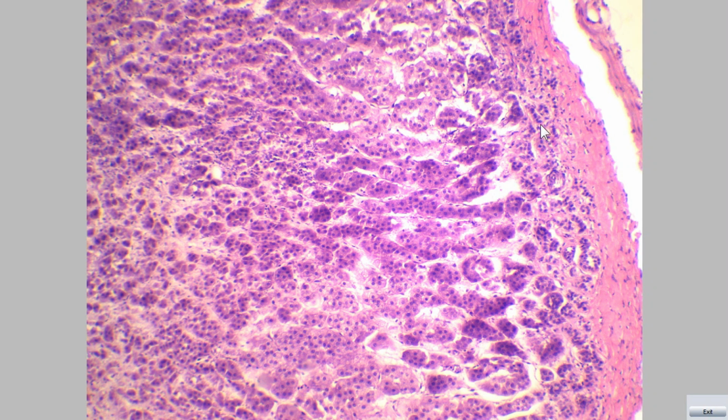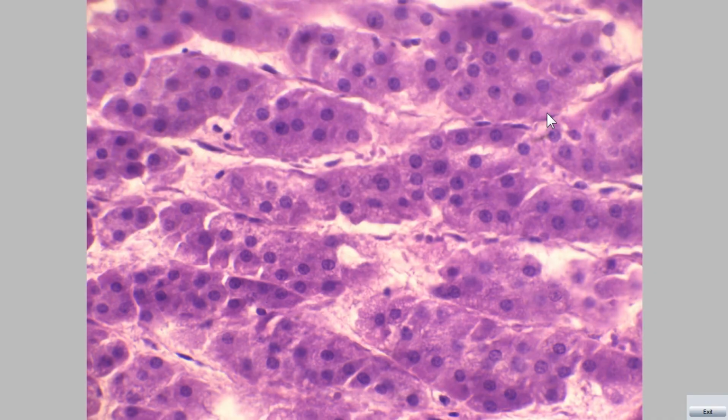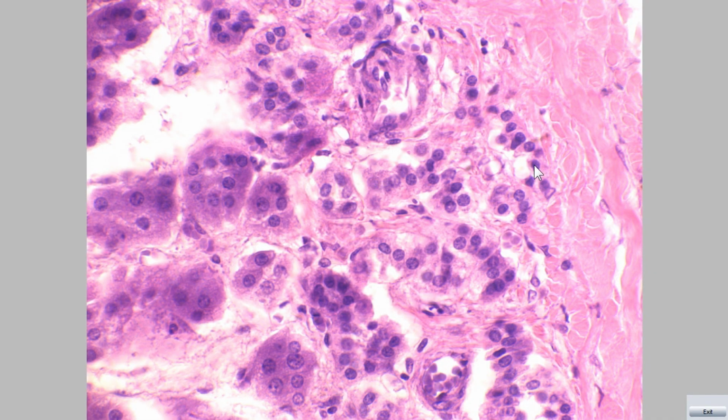Zona glomerulosa, immediately beneath or inside the capsule. The secretory cells are arranged in rounded or arched cores of cells with capillaries. Zona glomerulosa. You can notice at higher magnification rounded structures, secretory cells of the zona glomerulosa directly under the capsule. This is the capsule and this is the zona glomerulosa.